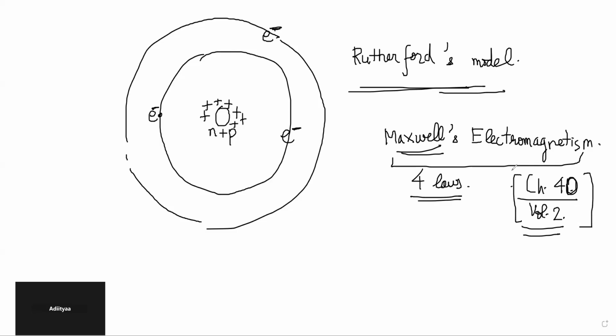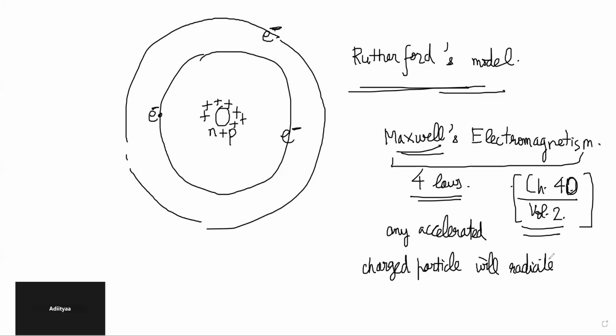So Maxwell's laws are always correct. Without doubt, it has been experimentally checked a lot of times. So that law predicts that any charged particle will radiate energy. Any accelerated charged particle will give out electromagnetic waves, will radiate EM waves. EM waves is basically just like light, right? So if you have an accelerated charged particle, it will radiate EM waves and therefore it will lose some of its energy, right?